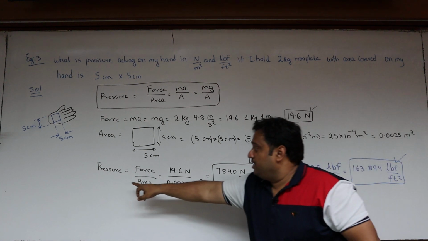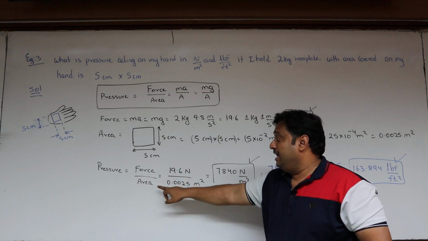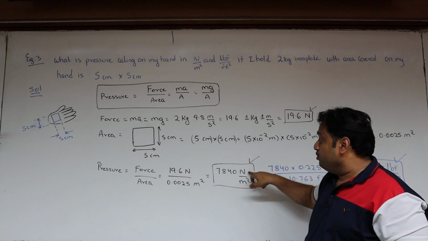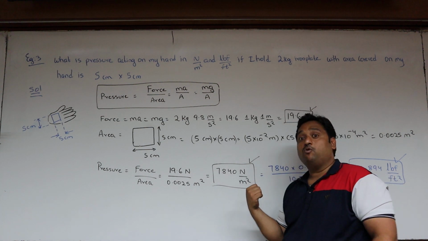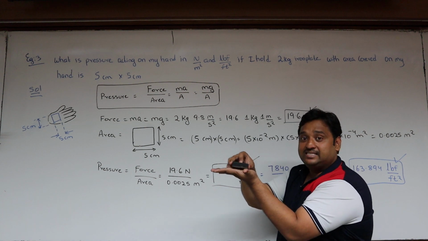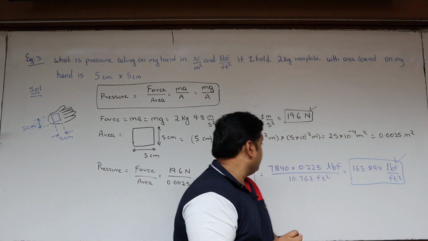So my pressure is equal to force by area. What is the force? 19.6 newtons, area 0.0025 meter square. That means 7840 Newton per meter square. This is the amount of pressure that is acting on my hand in this area. The force acting on my hand in this area is called the pressure.